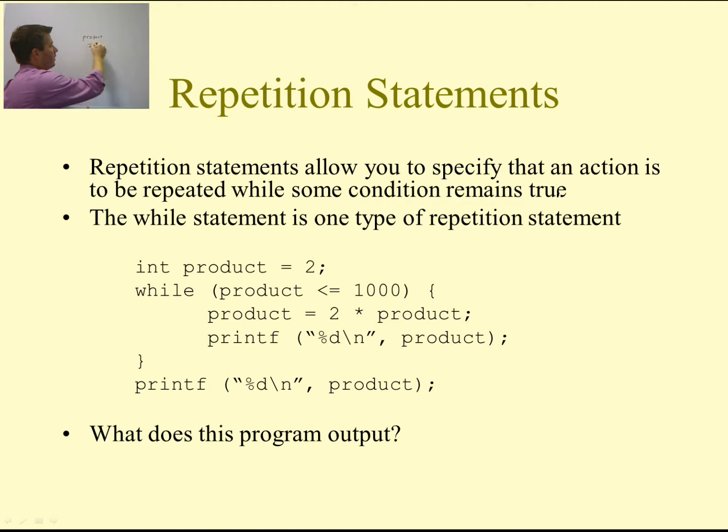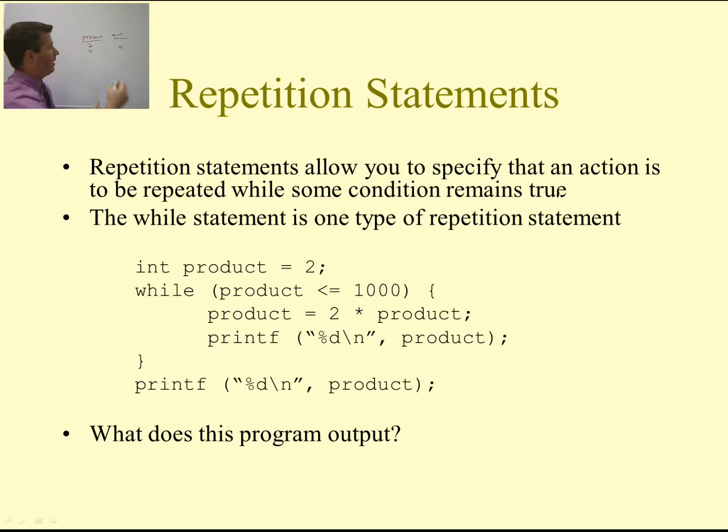Product starts off at 2, and here I'm going to write what gets printed. So the value of product starts off at 2, and then I come in there and the value of product becomes 2 times product, which is 4, and then I print out the value of product, so I print out a 4. I come back up to the top and I say while product is less than or equal to 1,000. At this point it is, because the value of product is 4, and 4 is less than or equal to 1,000.